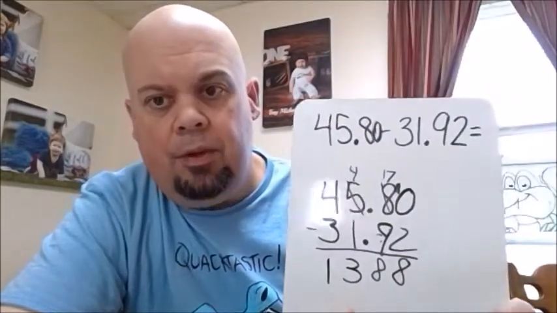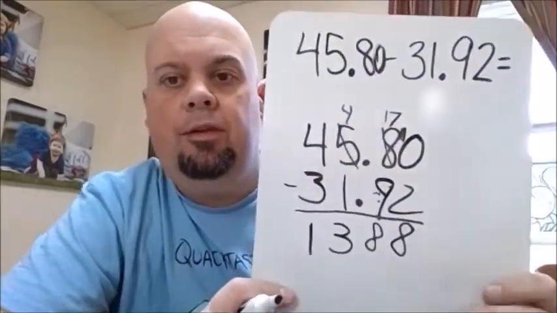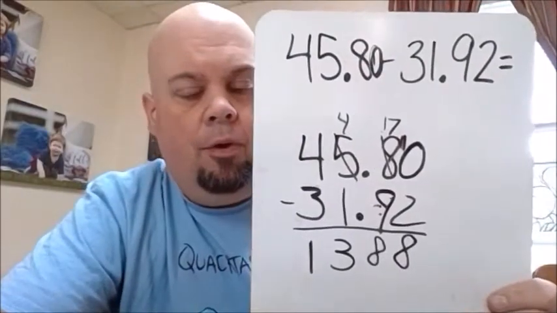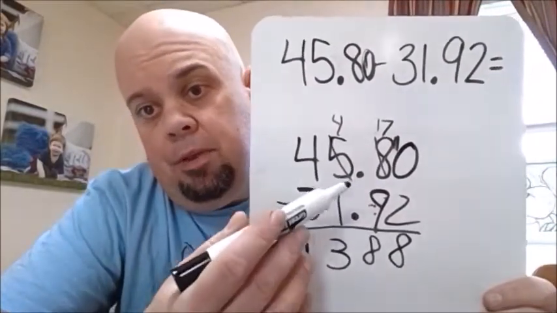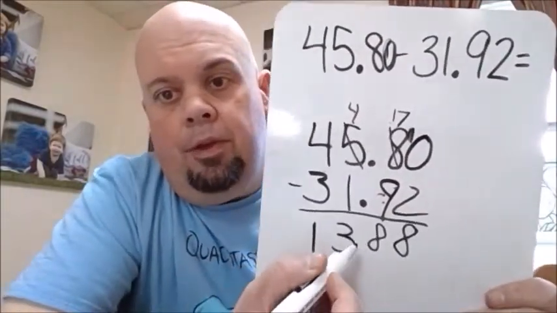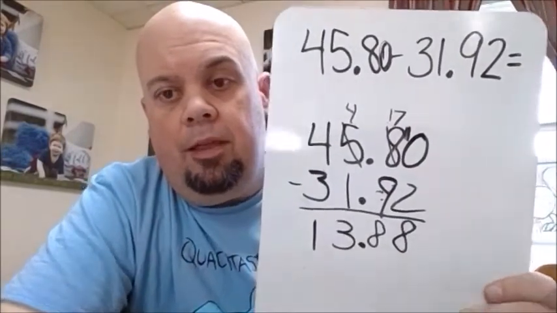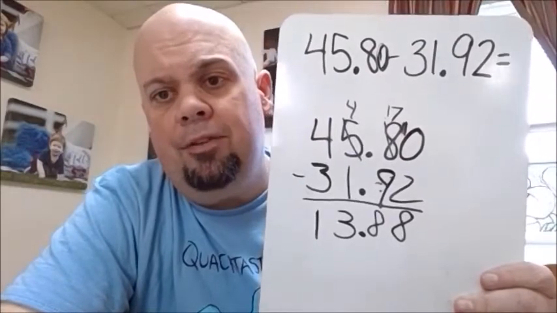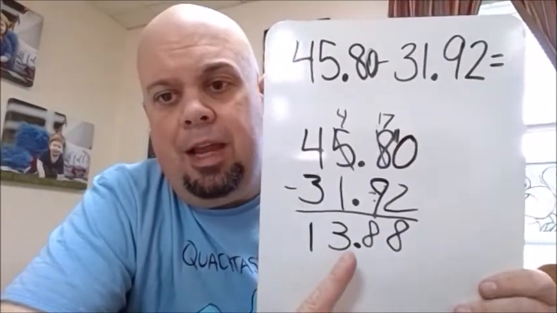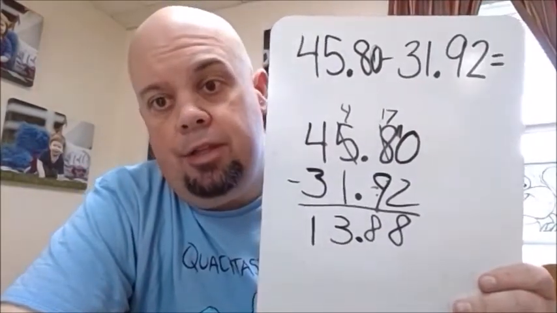So now all you have to do is figure out where your decimal goes. And like the work from yesterday, you keep the decimal in line with the other decimals in the problem, so it goes between the 3 and the 8. So your answer would be 13 and 88 hundredths.